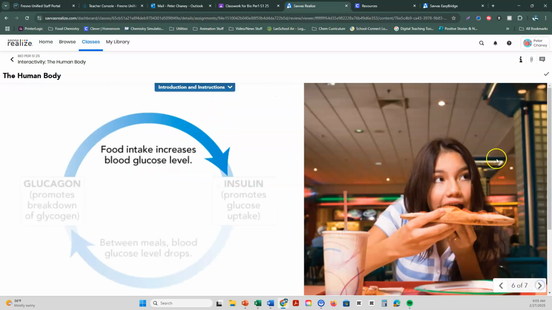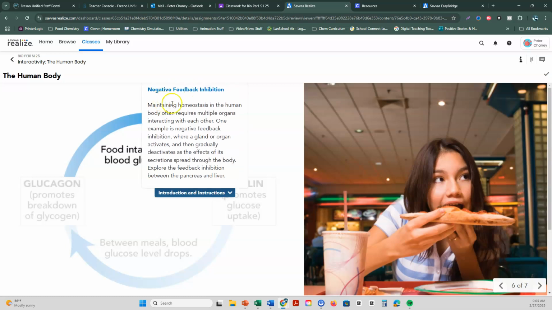And we have slide 6 of 7, the introduction and instructions. Maintaining homeostasis in the human body often requires multiple organs interacting with each other. One example is negative feedback inhibition, where a gland or organ activates, then gradually deactivates as the effects of its secretion spread through the body. Explore the feedback inhibition between the pancreas and the liver.